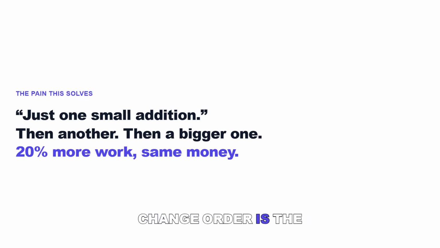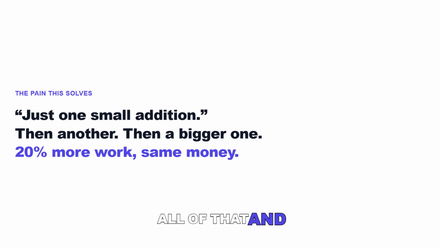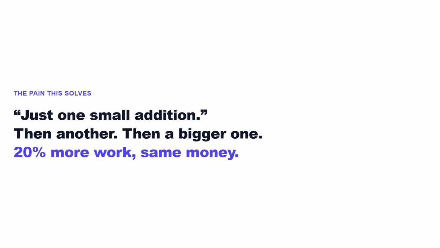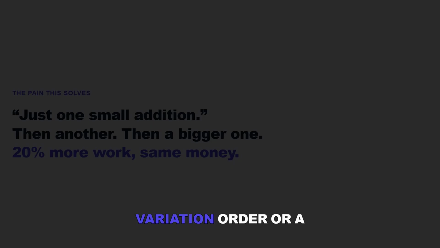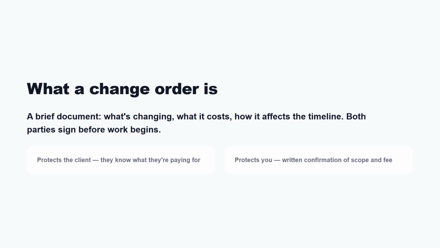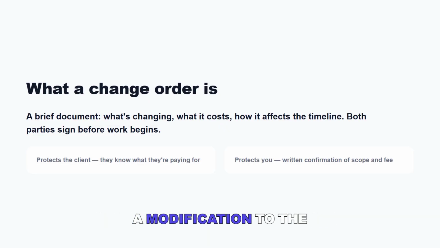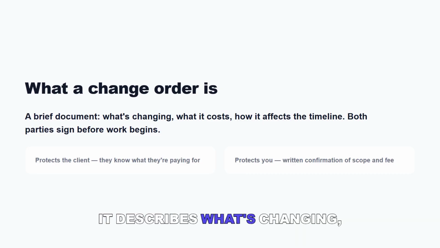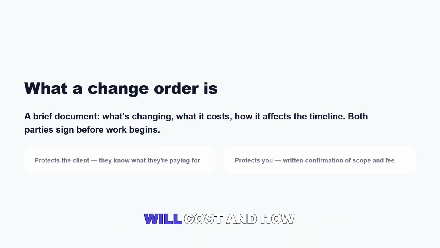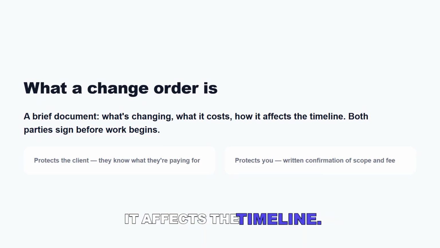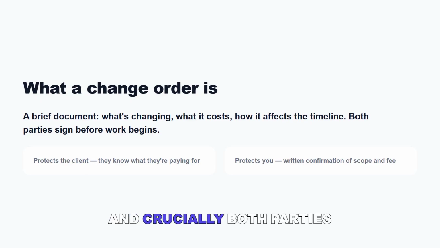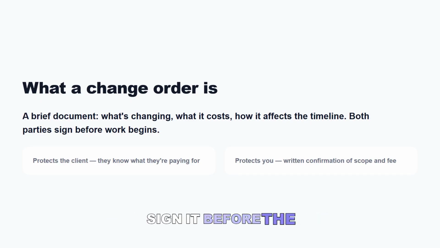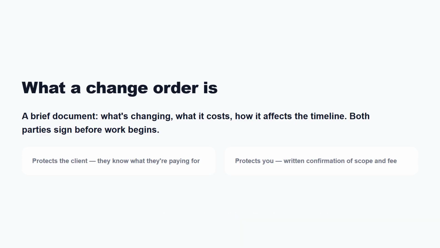The change order is the single tool that fixes all of that, and it's one of the least used tools in a freelancer's kit. So what is a change order? Also called a variation order or a change request, it's a brief document that captures a modification to the agreed scope of work. It describes what's changing, how much that change will cost, and how it affects the timeline. And crucially, both parties sign it before the additional work begins.